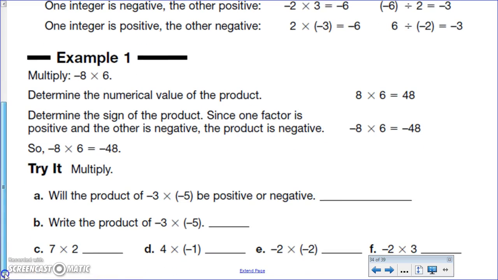Try it. Multiply. Will the product of negative 3 and negative 5 be positive or negative? Since both integers have the same sign, they're both negative, the answer is going to be positive. B, write the product of negative 3 times negative 5. So we know 3 times 5 is 15, and since the signs are the same, the answer is positive.